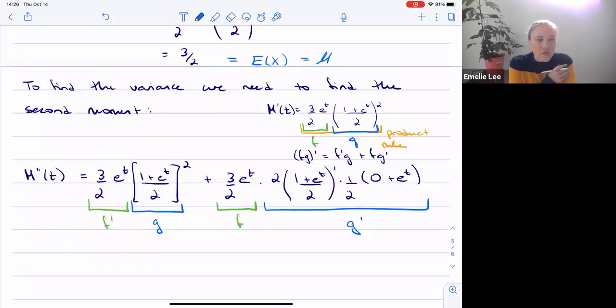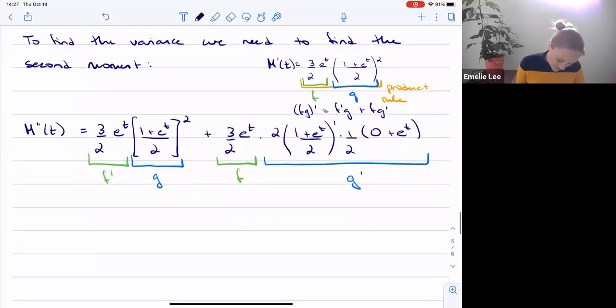Okay, so now I can simplify this, right? I've got 2 divided by 2 because this is all being multiplied, right? So I can cancel some of these 2's. I still have an over 2 here, but I also have 0 plus e to the t, which is just e to the t, times e to the t. That gives me e to the 2t, right?